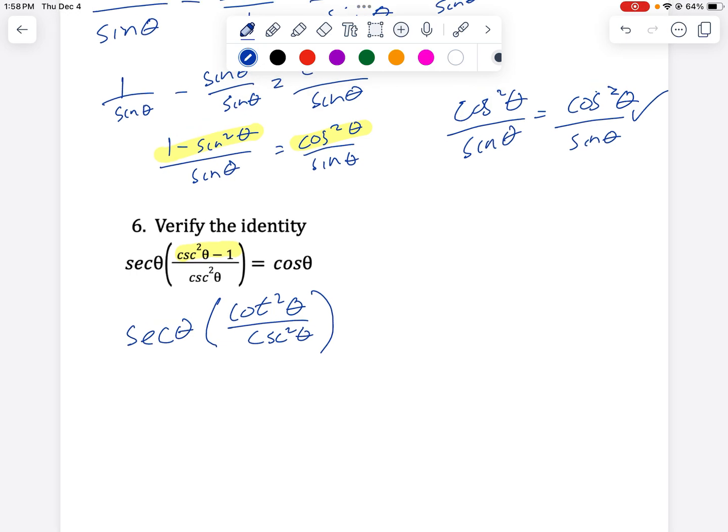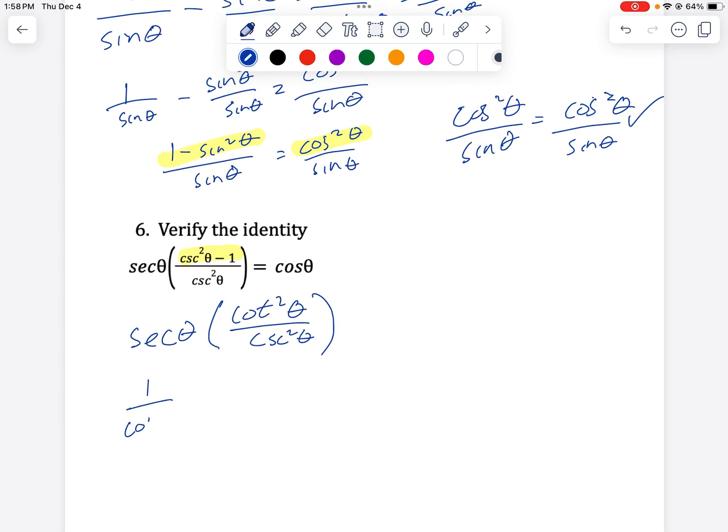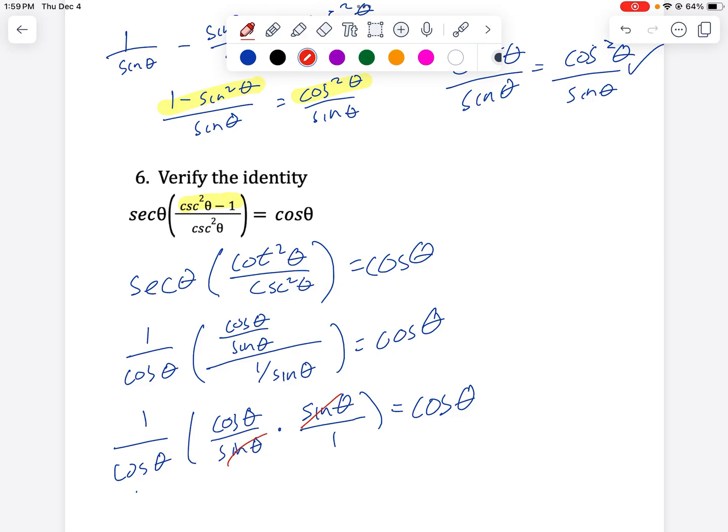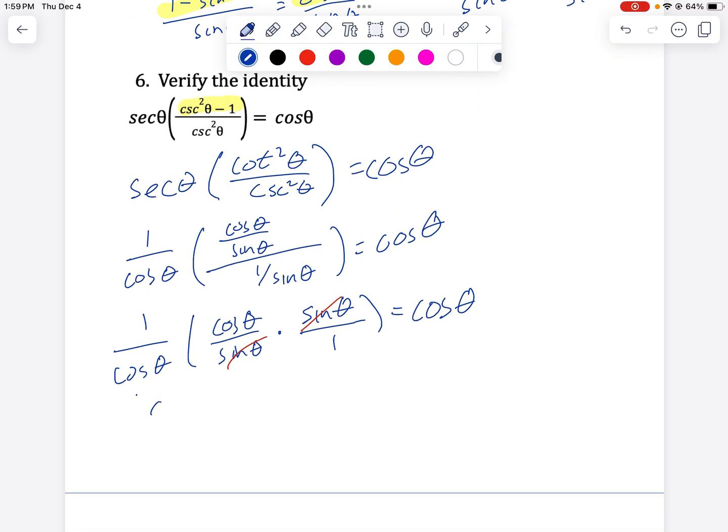And then I'm going to put everything in terms of sine and cosine because that's what I'm most comfortable doing. So I can cancel some stuff out. This should equal cosine. And then remember, when you divide by a fraction, you multiply by its reciprocal. So the inside parentheses is being multiplied by sine theta over 1. Then my sines cancel each other out. And I'm left with cosine.